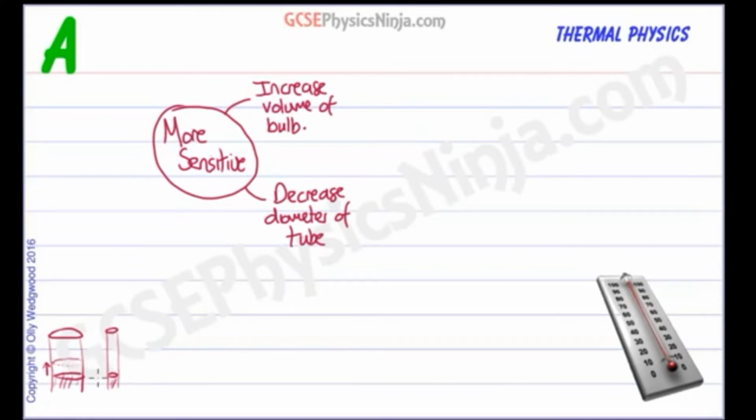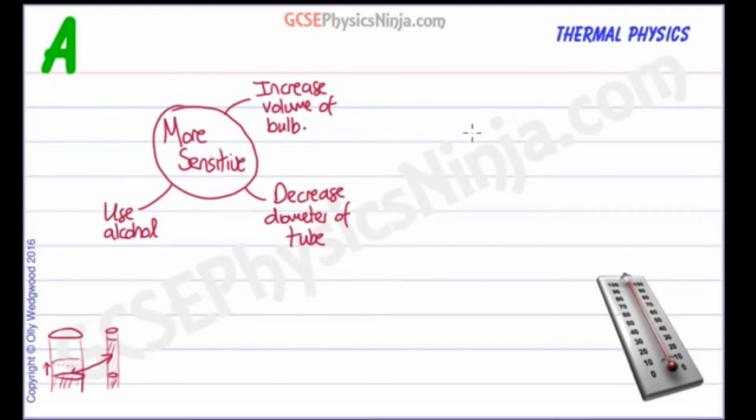Well, it's the same volume of liquid that must rise up this thinner tube, and so the same volume will be rising a higher distance. It's like a taller cylinder with the same volume as in the sort of fatter cylinder. So that means we get a larger rise in the level by decreasing the diameter of the tube. We can also use alcohol instead of mercury. And the reason for that is because alcohol expands more than mercury for the same temperature rise.